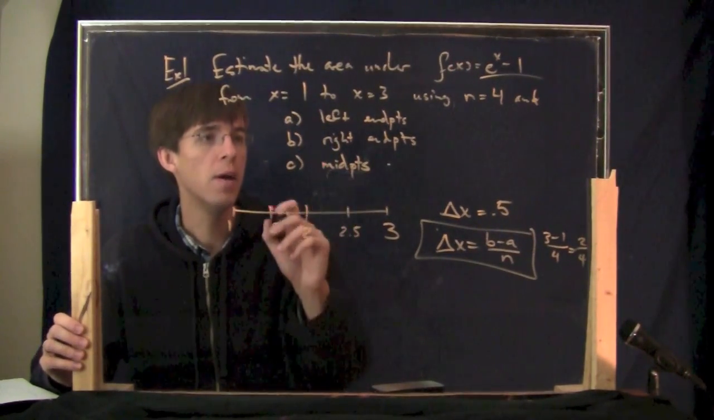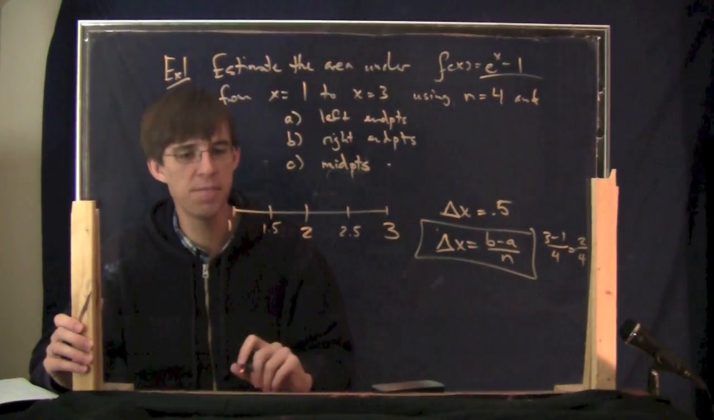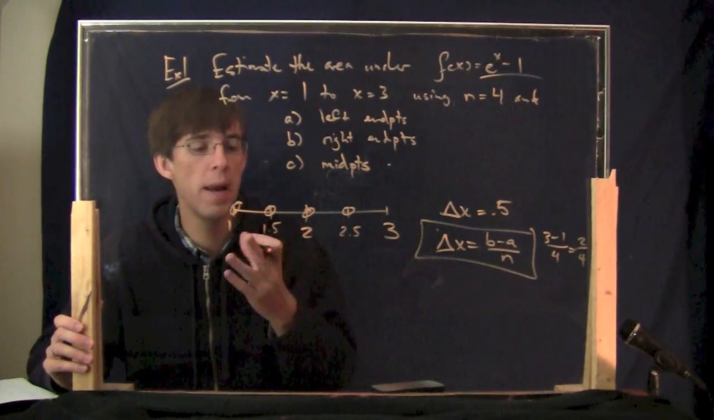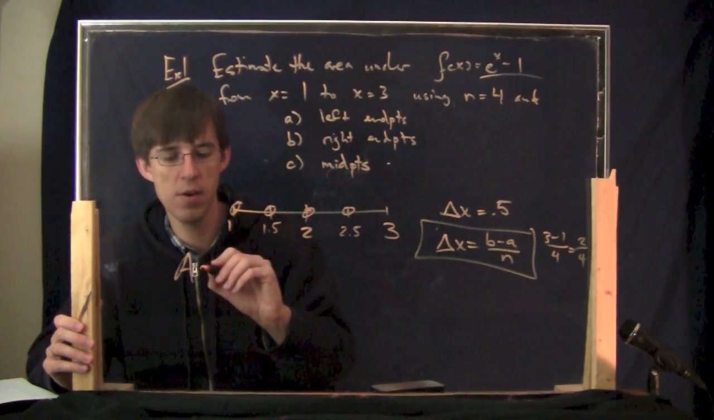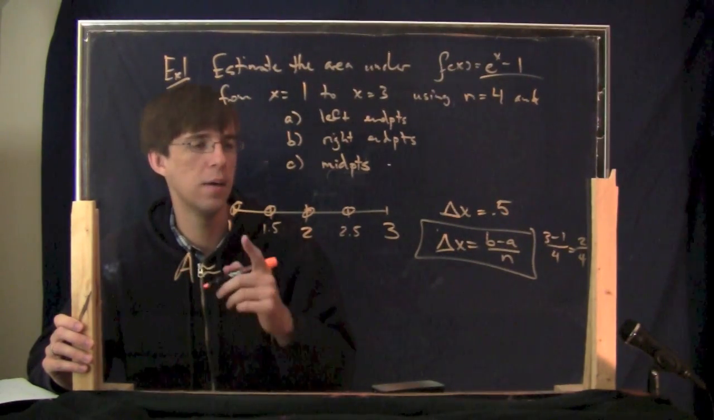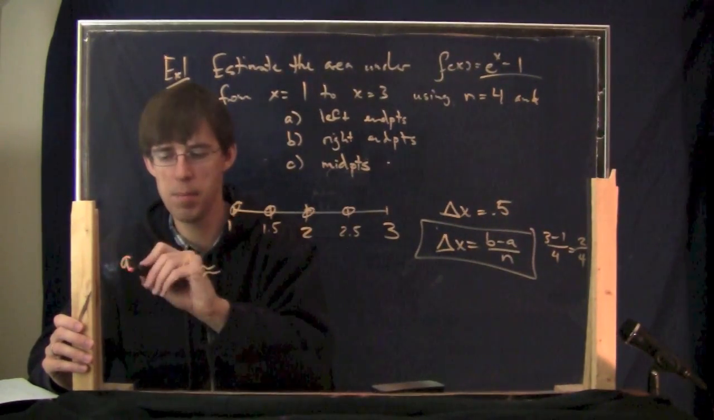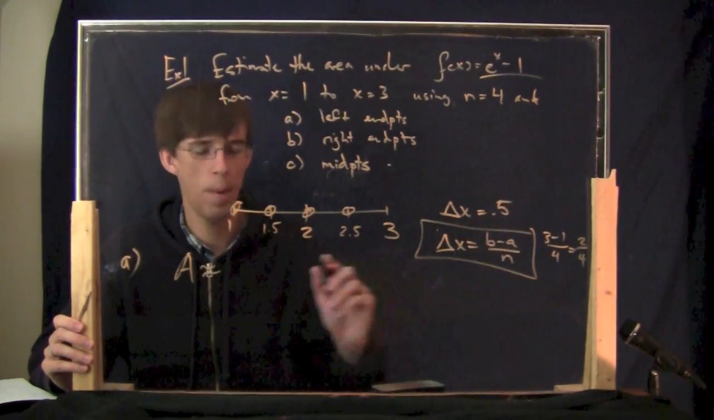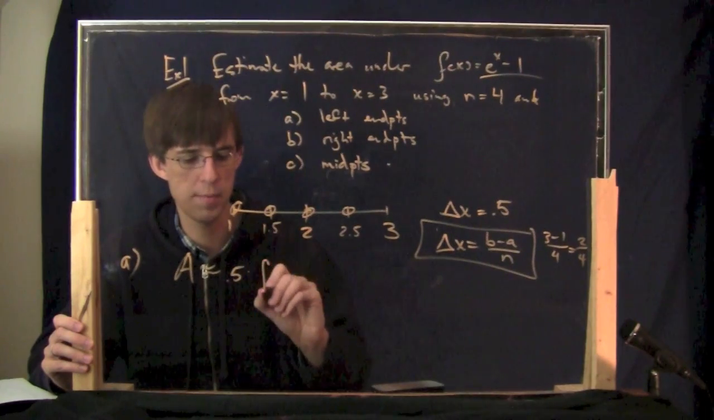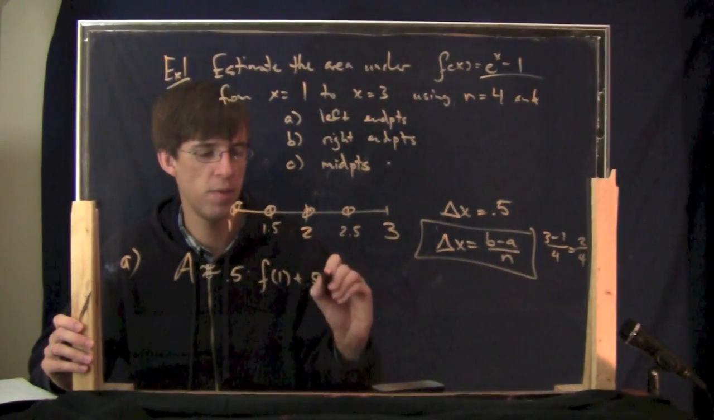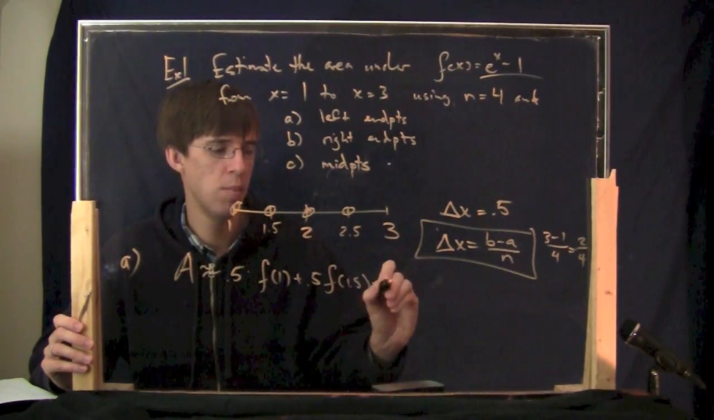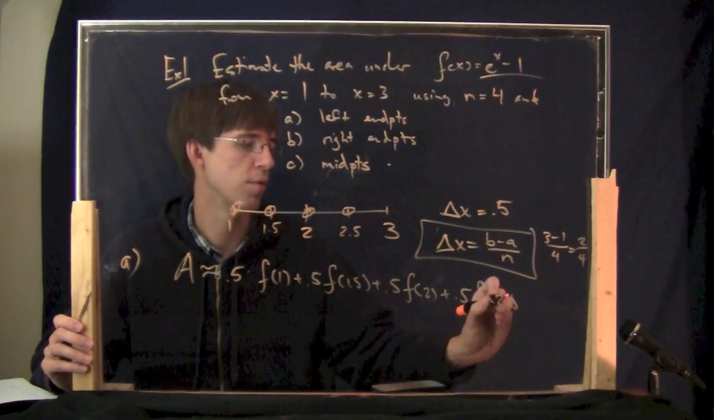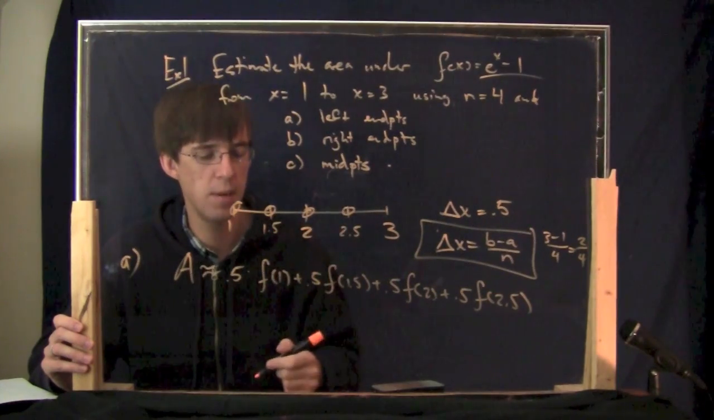Great. Anyway, for part A, I'm using the left endpoints. That would be here, here, here, and here. And you're basically ready at this point to write down your answer. You say the area on the left side, using the left endpoint, so this is my answer to part A, is... each time I'm going to multiply by 0.5. So I'm actually going to do this in 2 steps. 0.5 times f of 1 plus 0.5 times f of 1.5, plus 0.5 times f of 2 plus 0.5 times f of 2.5. Right? I just plugged the left endpoints into the function.